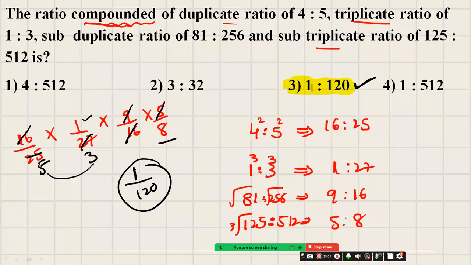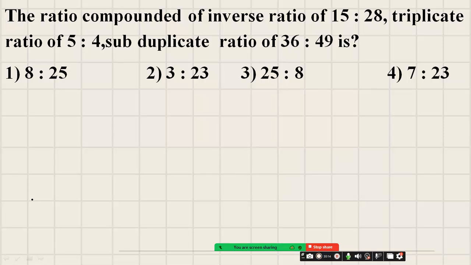Any doubts regarding this problem, guys? No, sir. Okay, very good. Move on to the next one. The ratio compounded of inverse ratio of 15 is to 28, triplicate ratio of 5 is to 4, subduplicate ratio of 36 is to 49. What is the answer, guys?